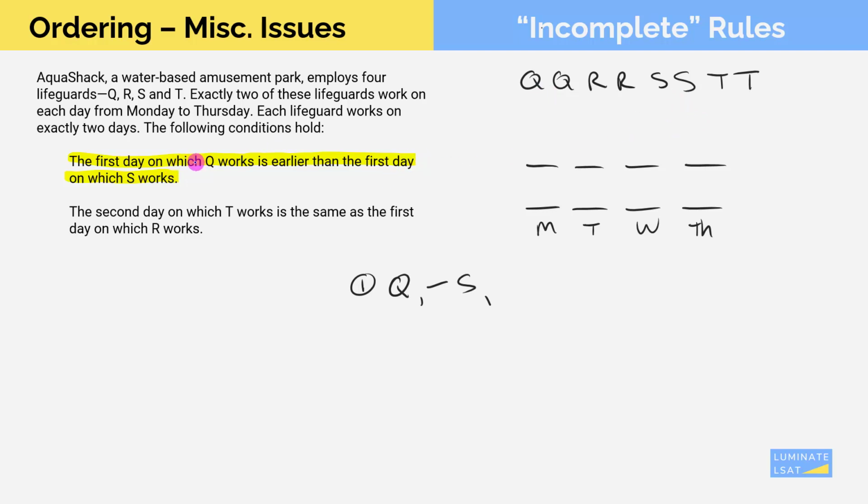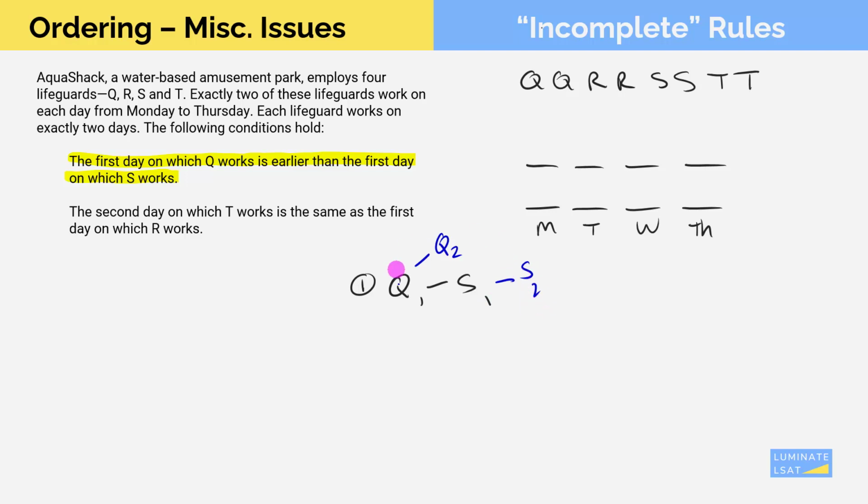So when this rule is only telling us about the first Q, the first day on which Q works, and the first S, I want to think about what that means about the second Q and the second S. Where would the second Q and the second S go in relation to this diagram? Well, the second Q would have to come after the first Q, and the second S has to come after the first S, so it's got to look something like this.